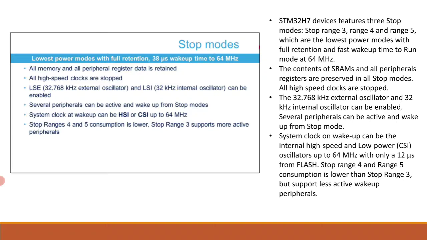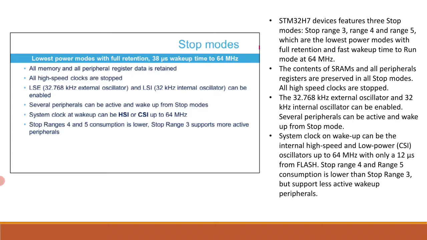Several peripherals can be active and wake up from stop mode. System clock on wake up can be internal high speed and low power, that is CSI oscillator up to 64 MHz with only 12 microseconds from flash. Stop range 4 and range 5 consumption is lower than the stop range 3 but supports less active wake up modes.